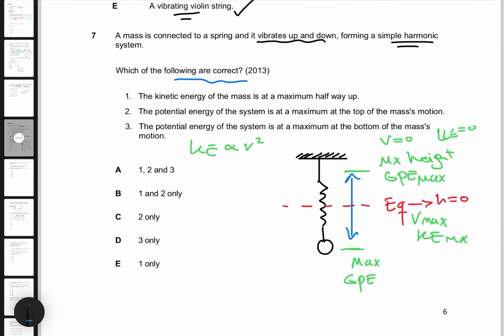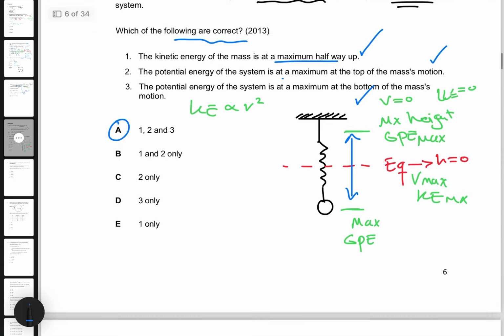So they're asking which one is correct. The kinetic energy of the mass is maximum halfway up. That means at the equilibrium. That is definitely correct. It's maximum in the middle. The potential energy is at maximum at the top of the mass's motion. Well, the potential energy is maximum at the top and the bottom, so that would make 2 and 3 correct, and that makes the answer A the correct choice for number 7.